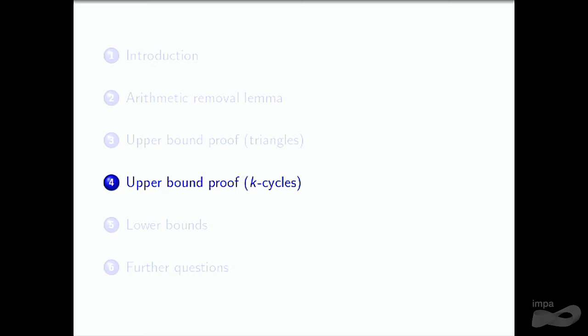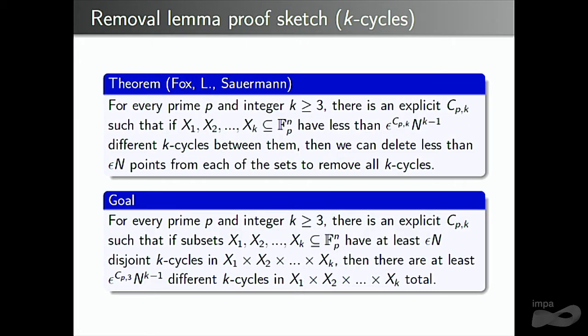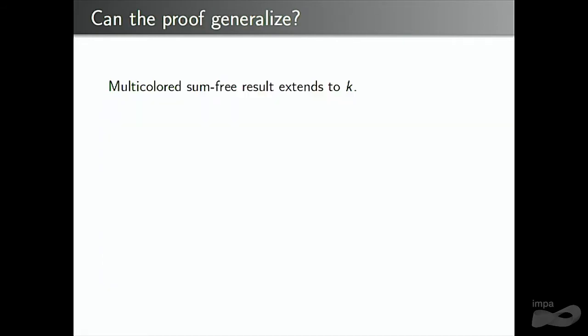Okay. Now let's first see why this doesn't work for k-cycles, and then let me mention what we did do for k-cycles. Here's our theorem. The first step is the same. We say that we can take epsilon n disjoint k-cycles and argue that this implies that there are a lot of k-cycles. We can do the little o(1) as before. Now the multicolored sum-free result extends to k. I'll say more about that later.